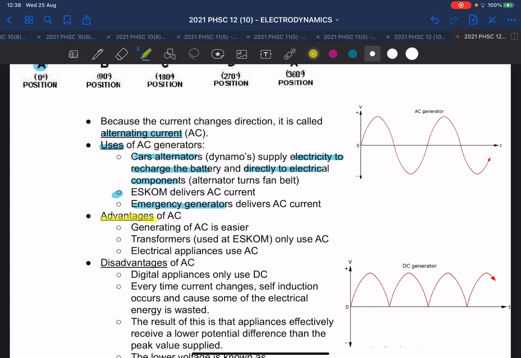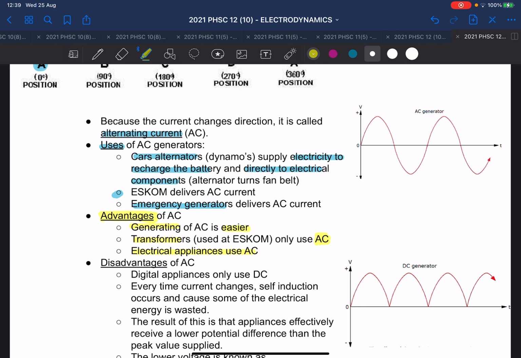Right, now the advantages of alternating current, it is very easy to generate. It's much easier to generate alternating current than it is to make batteries. Batteries are also more expensive. Then the transformers at ESCOM use alternating current, so that's quite good. And then electrical appliances use alternating current. So an electrical appliance is something like this heater, or your microwave, or your kettle, or your iron, or whatever.